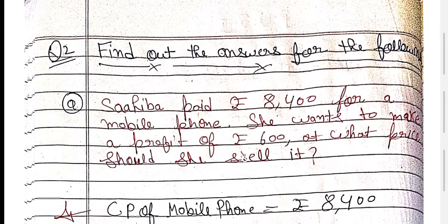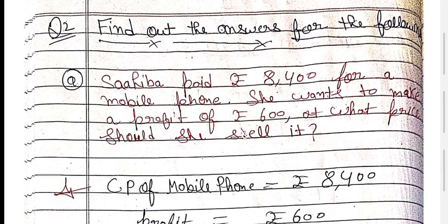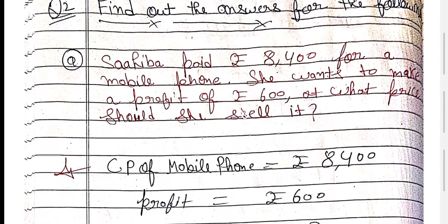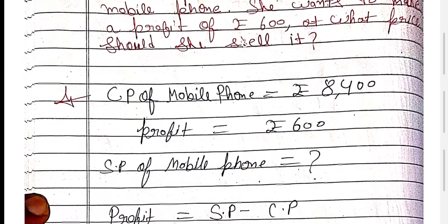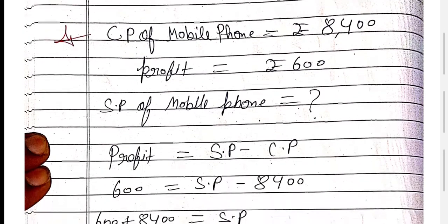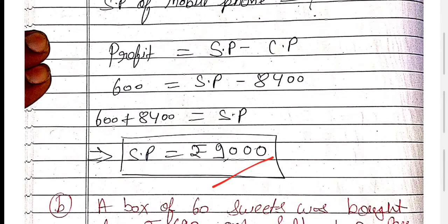Now question number two. Sahiba paid rupees 8,400 for a mobile phone. She wants to make a profit of rupees 600. At what price should she sell it? Okay, what is the CP of the mobile phone? 8,400. Profit they want is 600. And what is the SP of the mobile phone? So profit is given, just write the formula of profit. Profit is equal to SP minus CP. Just put the value. And you have to find the value of SP, so make it alone. This number moves to this side, becomes positive. When you add, what will you get? 9,000. So the SP of the mobile phone is 9,000.